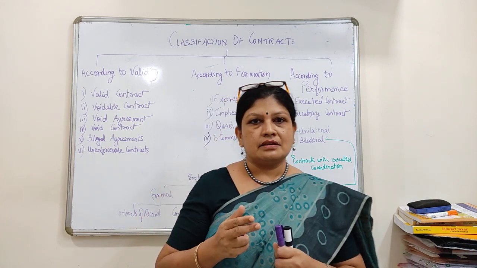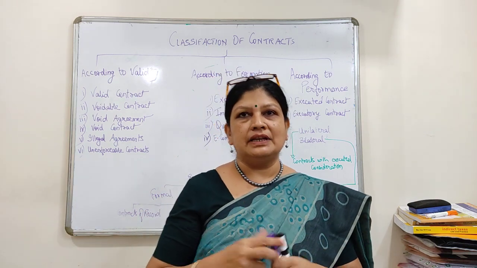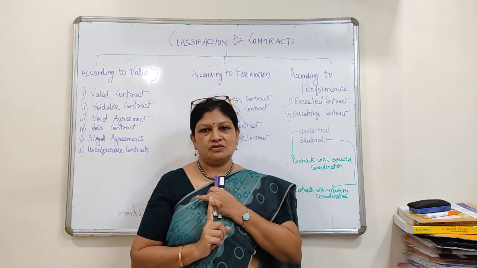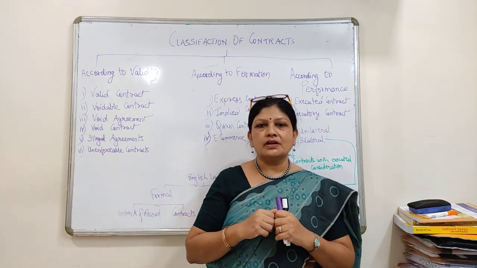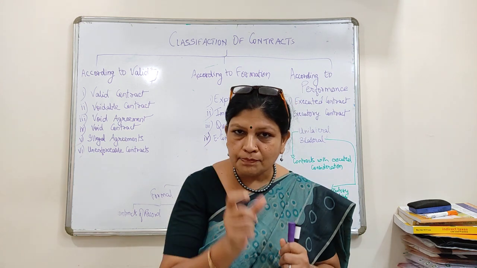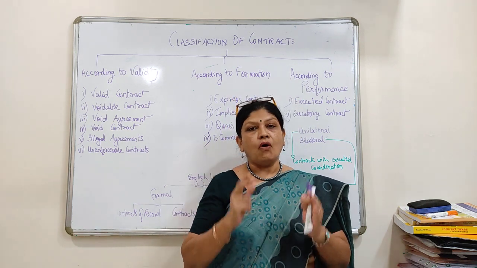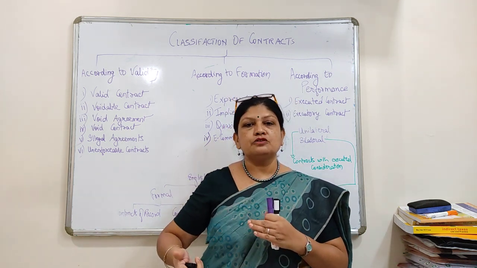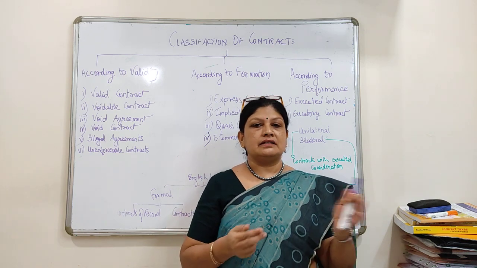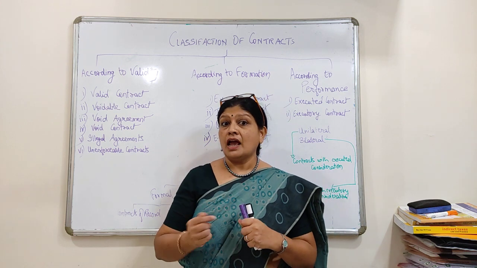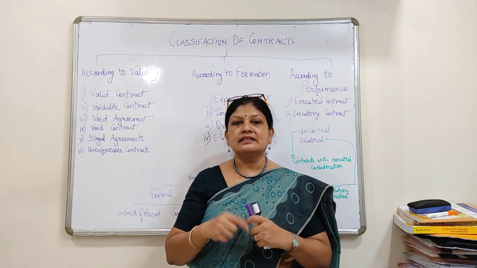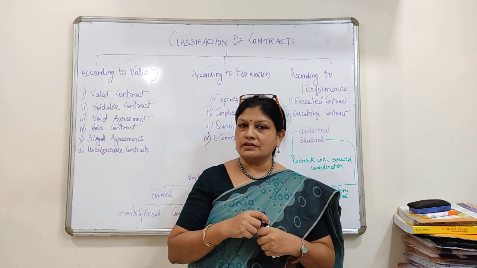The situations where a contract is said to be voidable is when the consent of the parties is not free, or when a time limit is given for the performance of the contract and the contract is not performed within that time, or where one party is willing to perform the contract but the other party does not allow it to perform the contract. In such a situation, the aggrieved party has the right to break the contract.